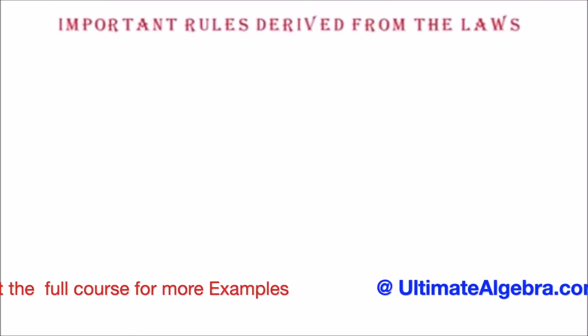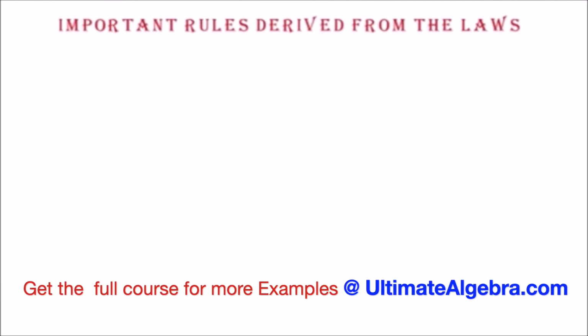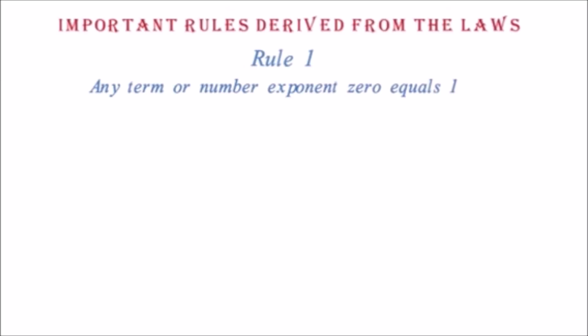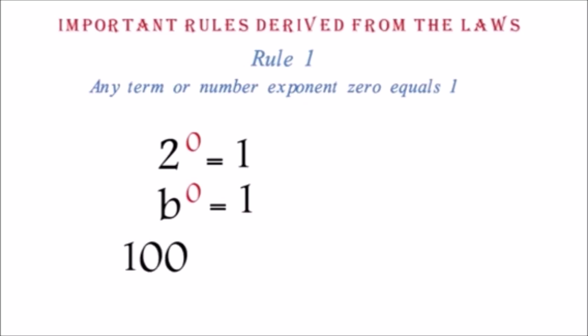Important rules derived from the laws. Let's look at these common rules of exponents. You don't need to memorize these. Rule 1. Any term or number exponent 0 equals 1. Example: 2 exponent 0 equals 1. b exponent 0 equals 1. 100 exponent 0 equals 1. This is straightforward. We've already seen this in Lesson 1.